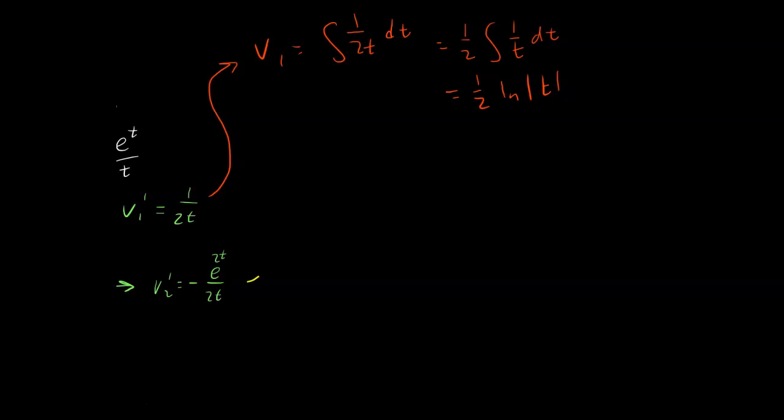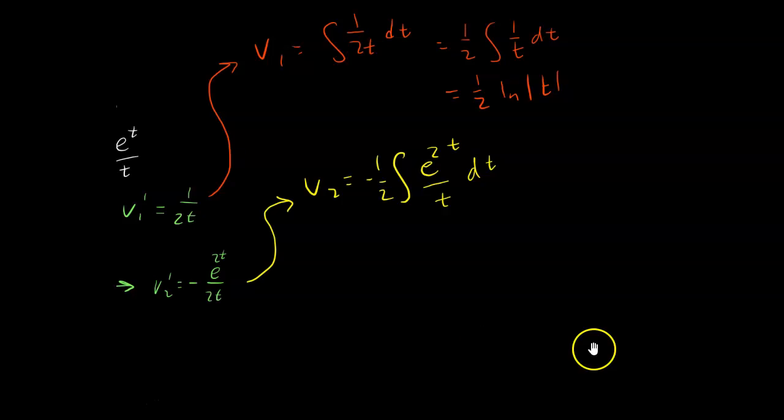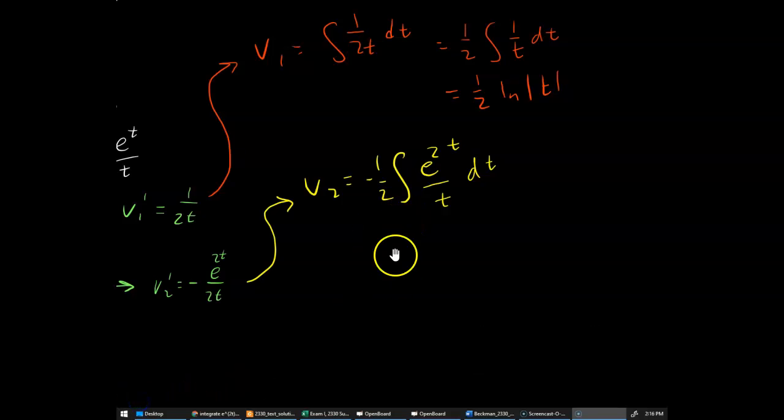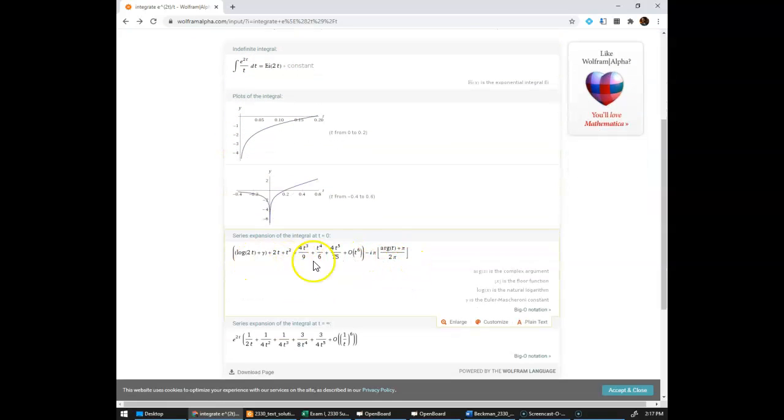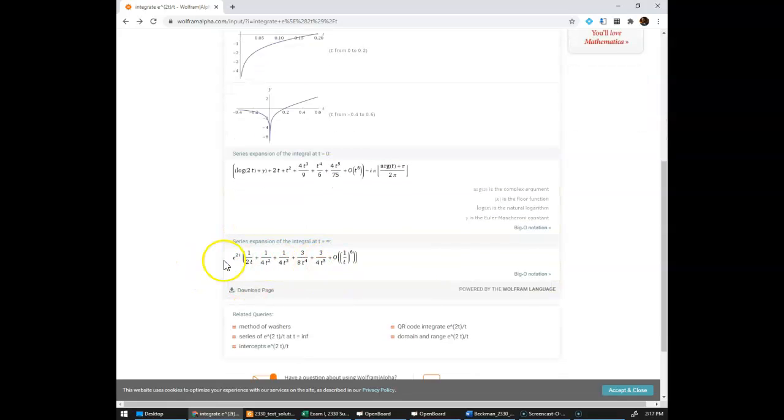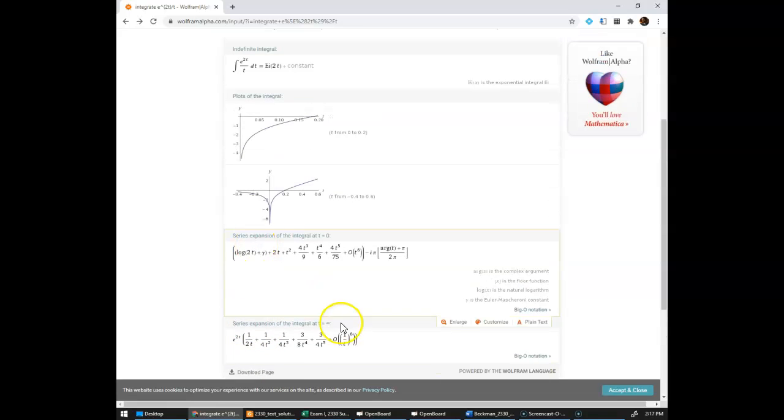For v2, this one might be a little bit more annoying. v2 is going to be the integral. I'm going to also bring out the negative 1/2 out in front here. So e to the 2t divided by t dt. To solve this one, you may look for different substitutions or whatnot, but try as you like for this one. Let me show you. I plugged it into Wolfram Alpha here. The integral of this is a very gnarly function, and it's not typically analytic using our more standard functions, and so I don't want to do that.